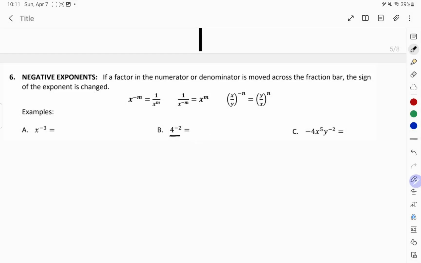Hello guys, so this is going to be the last rule that we're going to go over. The last video is actually going to cover just examples, so you just copy that one. But this one, I'm going to explain a little bit about what the negative exponent does.